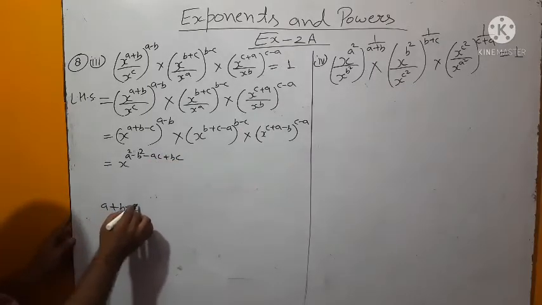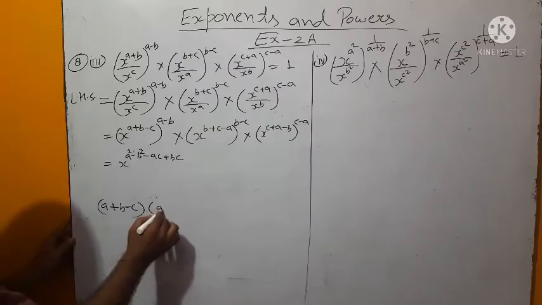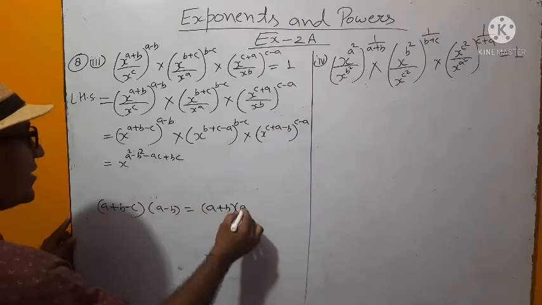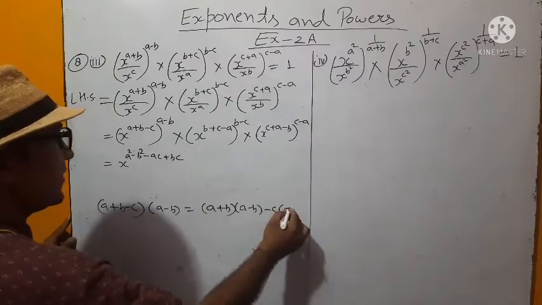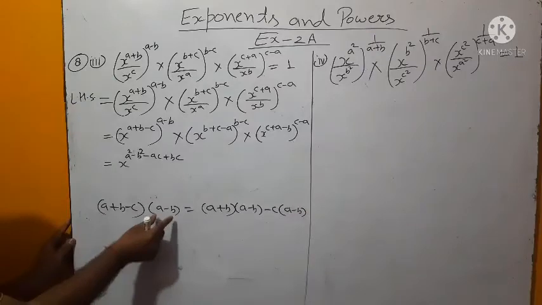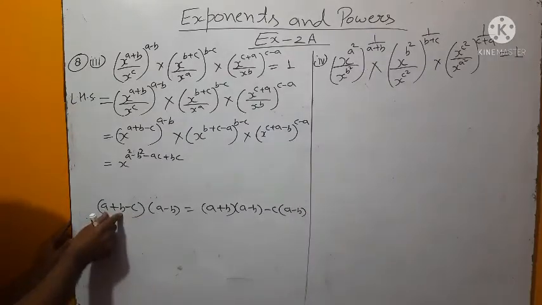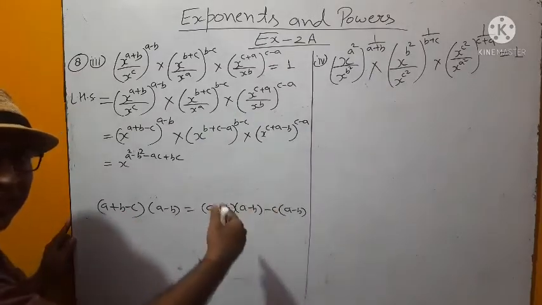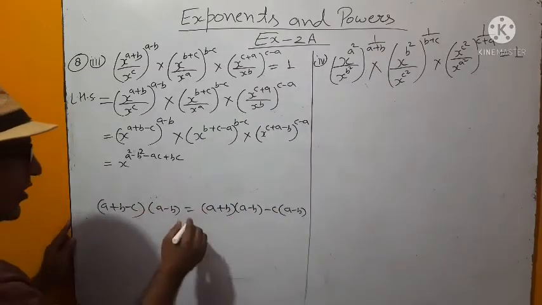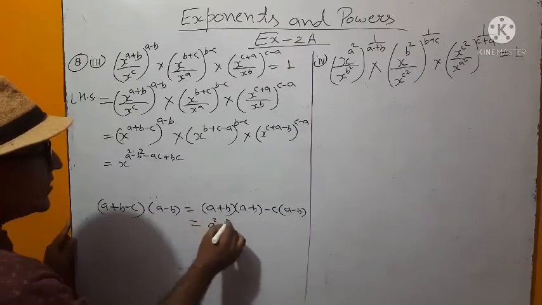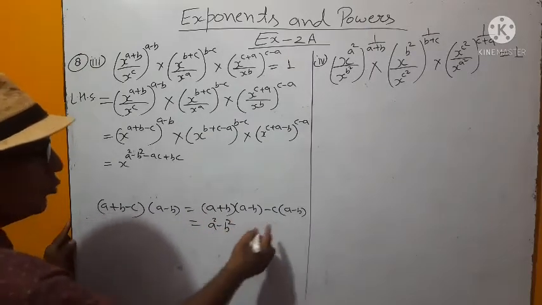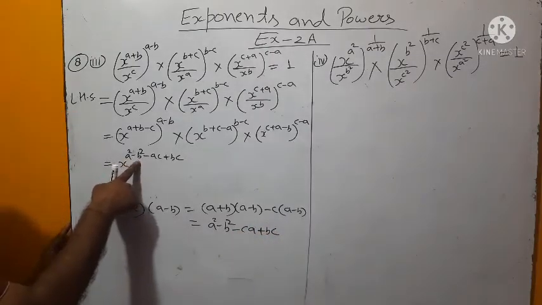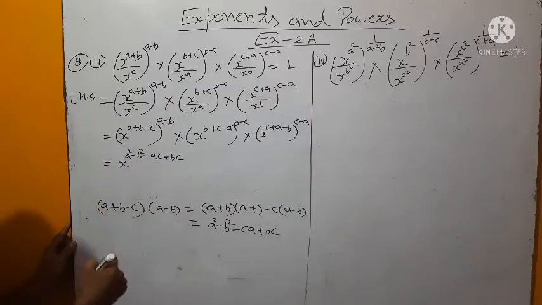See, I am showing you here. (a+b-c) is multiplied by (a-b). So you can write it as (a+b) into (a-b) minus c into (a-b). See, (a-b) is multiplied with (a+b), and then (a-b) is multiplied with minus c. To make the calculation easy, I am doing this. So it can be written as a square minus b square, and when you open this, minus ca plus bc. That I have written here directly. This is the calculation technique.